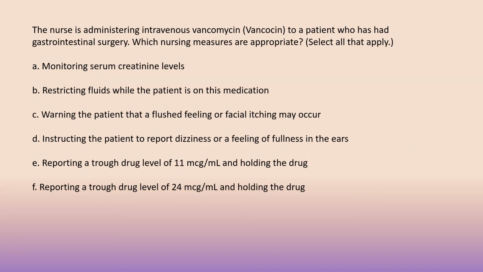The nurse is administering intravenous vancomycin to a patient who has had gastrointestinal surgery. Which nursing measures are appropriate? Select all that apply. A. Monitoring serum creatinine levels. B. Restricting fluids while the patient is on this medication. C. Warning the patient that a flushed feeling or facial itching may occur. D. Instructing the patient to report dizziness or a feeling of fullness in the ears. E. Reporting a trough drug level of 11 mcg per milliliter and holding the drug. F. Reporting a trough drug level of 24 mcg per milliliter and holding the drug.